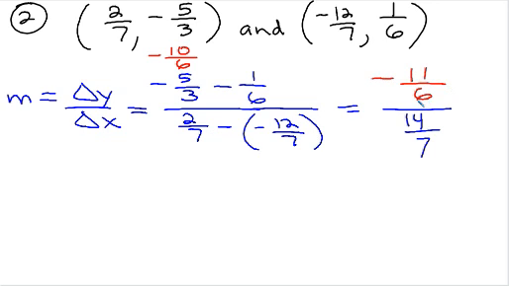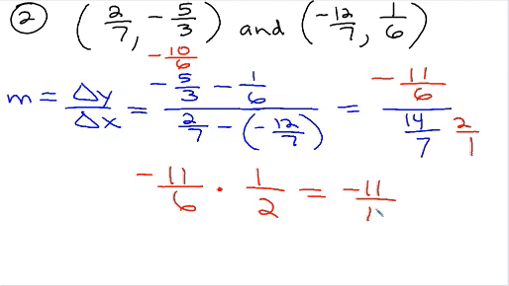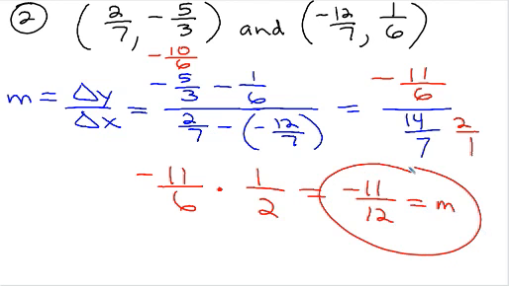Now, of course, this 14/7 is the same thing as 2/1. When I divide by a fraction, I multiply by the reciprocal. So I'm going to multiply this by 1/2. And I get that the slope of this line is -11/12. We use the letter m for slope. Once again, this line is decreasing from left to right.